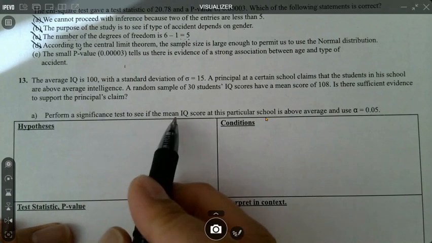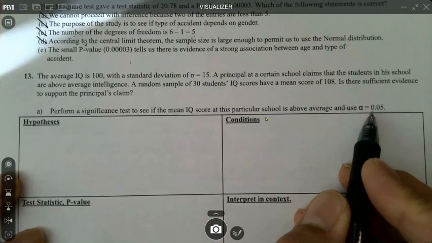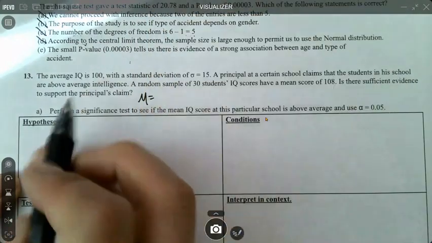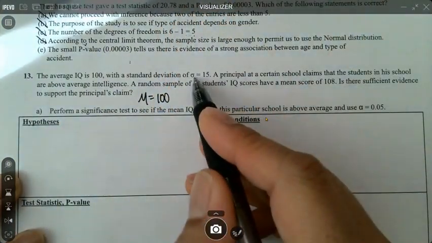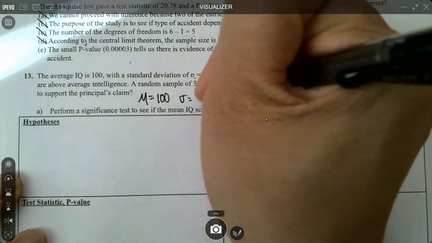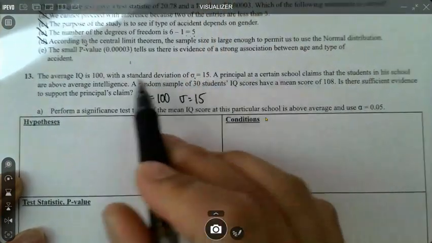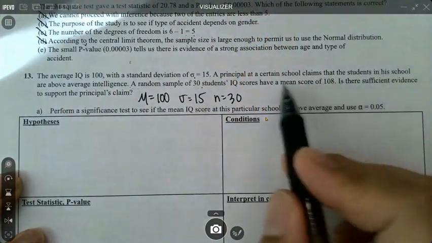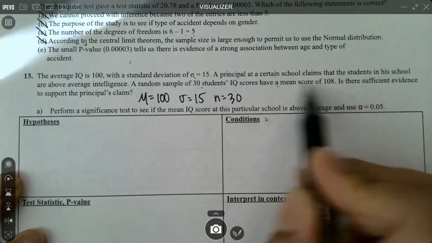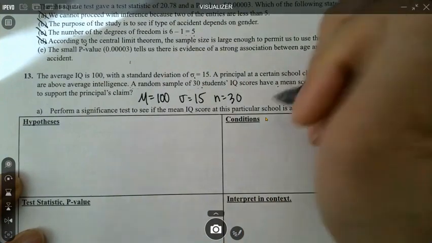All right, question number 13. Here's a free response question. We're doing a significance test. We want to see if the mean IQ score at this school is above average, and we're going to use an alpha of 0.05. Let's first identify our symbols. Mu is 100, that's our average IQ. They give us sigma, which is 15. They give us 30 students, so n is equal to 30. And they give us the mean of our sample, so 108 is x bar.